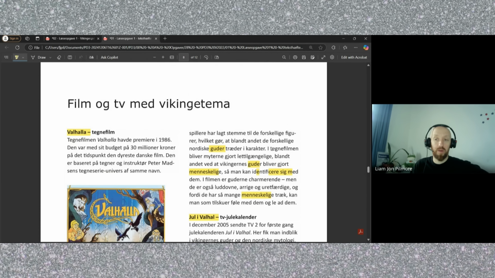Okay. In the animation, the cartoon, the animated movie, the myths are made let tilgængelige, which means something like easily accessible, among other things, blandt andet, by the Viking gods being made human. So you can identify with them. So there's almost two answers in here, right? So I could possibly choose one or the other. It could be this thing with let tilgængelige, or it could be at identificere sig. You could write one, or you could write both.